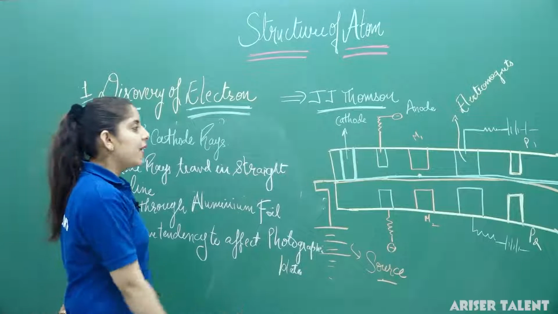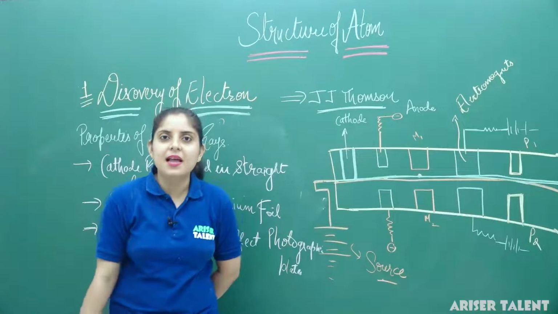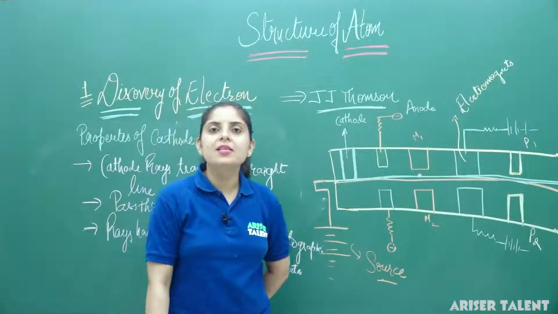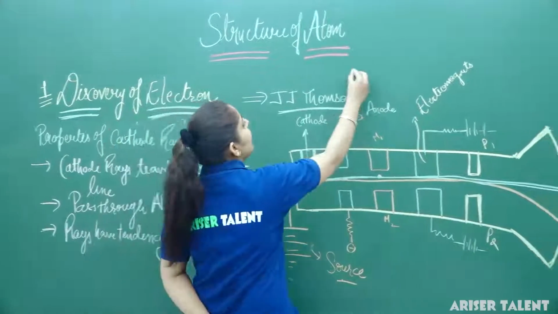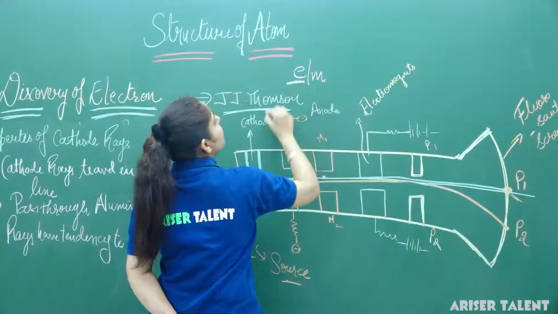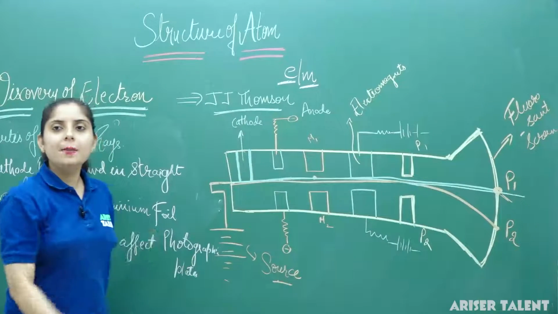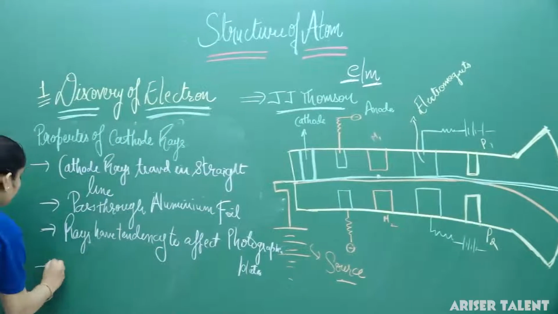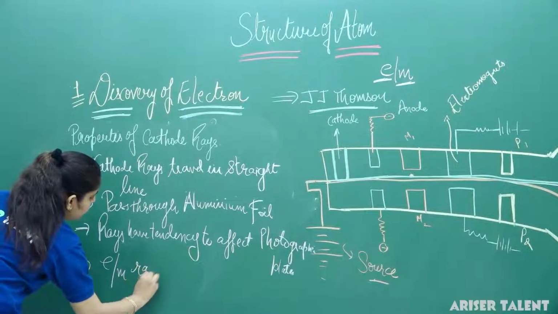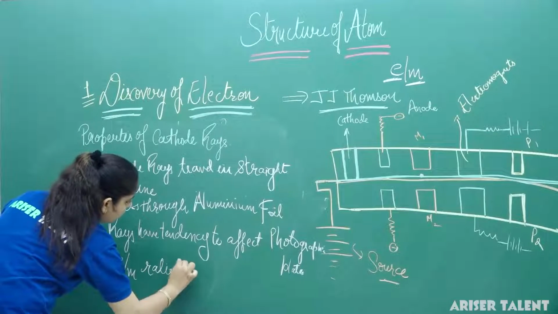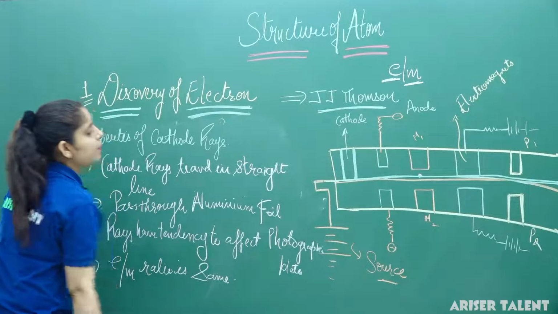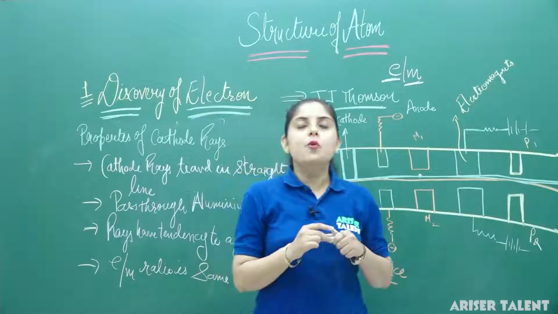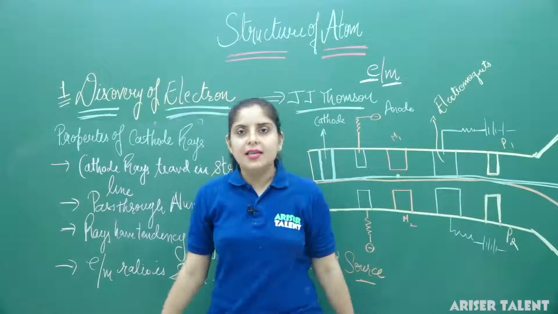The next point about the cathode rays that is concluded from this experiment is that the E by M ratio will be the same for all the particles. E by M ratio means charge to mass ratio. If I am saying E by M, E is the charge on the electron and M is the mass of the electron. So, the E by M ratio will be the same for all the particles in the cathode rays. And the last point that is concluded about the cathode rays is that they are going to produce ionization of the gases. Clear?